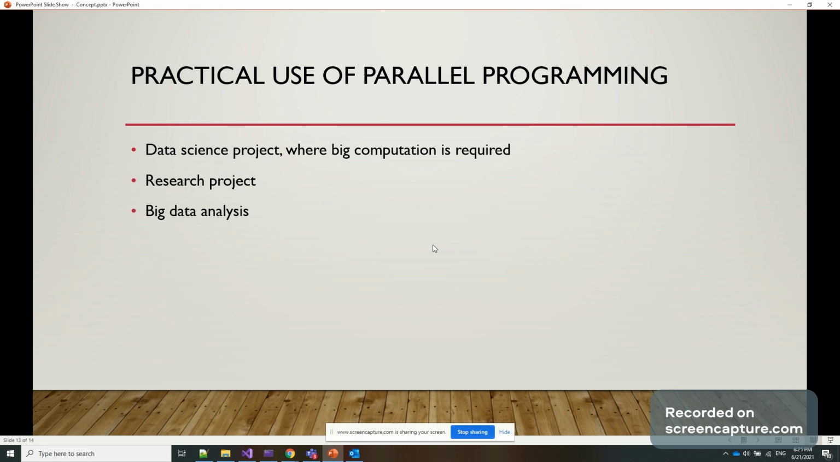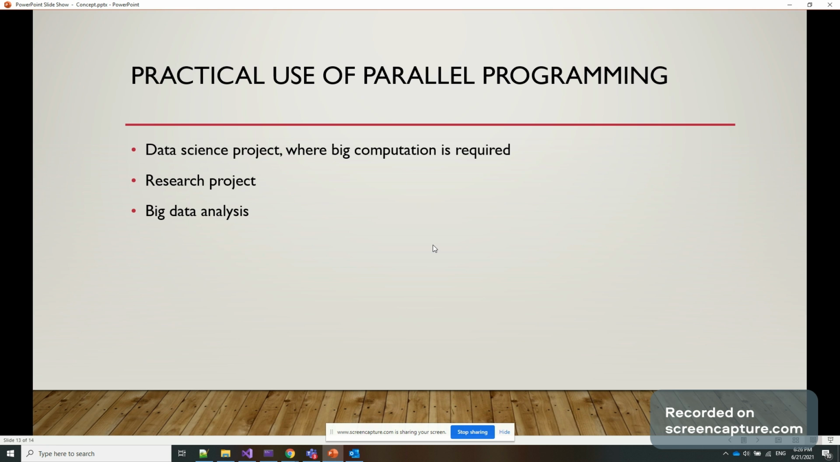Coming to the next one, the practical use of parallel programming. Parallel programming is used in big types of projects. Right now, we hear about data science and so on. I already made one video on data science, and you can take the reference from there. In data science, we have big calculations to do while processing the data, so in that type of programming we need to use parallel programming. Also in research-type projects, because for research we also need to manage our time.